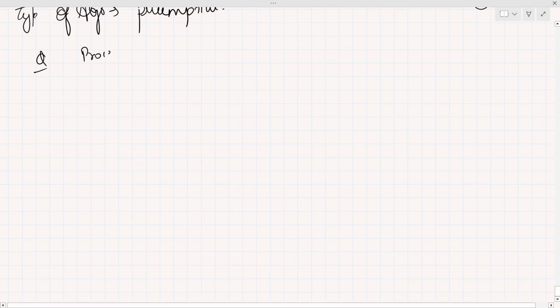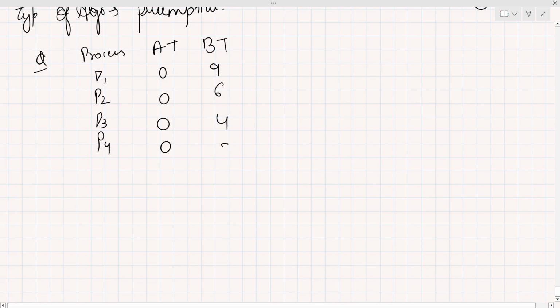So we have processes. We are selecting four processes, P1, P2, P3, P4. Let's say the arrival time is 0. All the processes arrive at the same time. The burst times for these processes are 9, 6, 4, 2. Now what you have to do is make a Gantt chart.